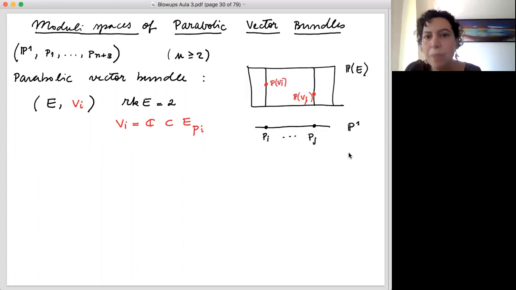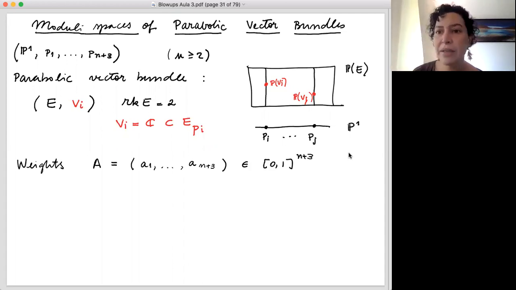So this is just a picture of how we visualize parabolic vector bundles. E is a vector bundle of rank 2 on P1. If I take the projectivization of E, this is a P1 bundle over P1, and each of the parabolic directions can be seen as a point on the fiber over the corresponding parabolic point. So this is how I visualize a parabolic vector bundle. I can think of this as the projectivization of E together with some points on the fibers over the points p_i.